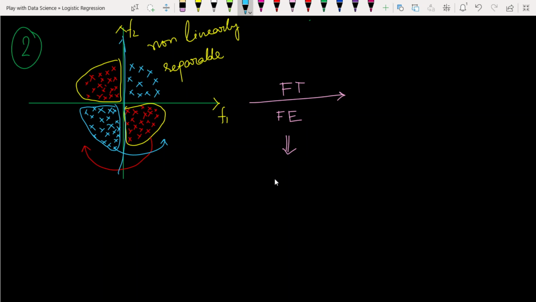To do it, we apply F1 dash such that F1 dash is F1 multiplied by F2, and F2 dash is simply F2. Here F2 is positive on this side, and on this side F2 is negative. Just write this down.